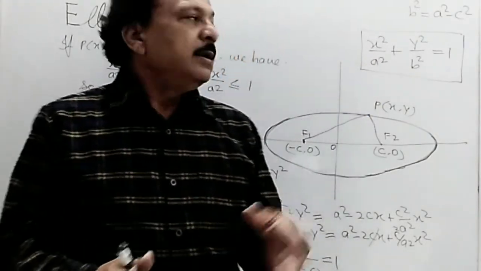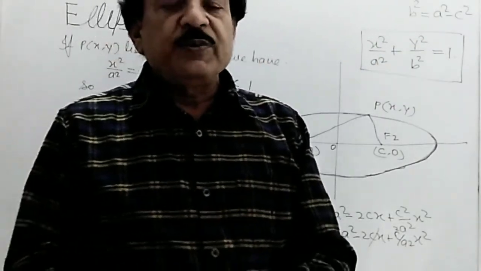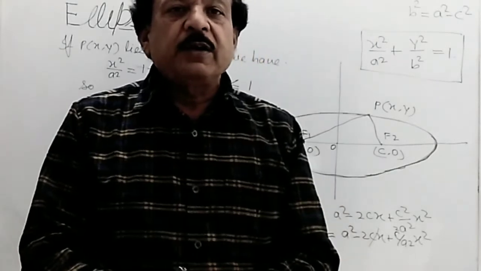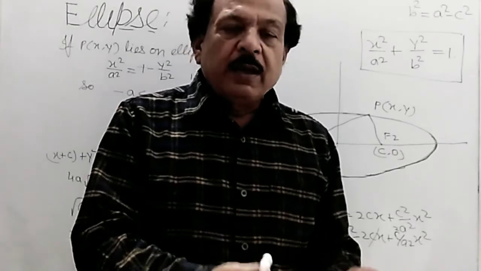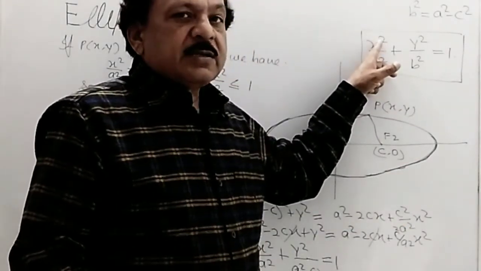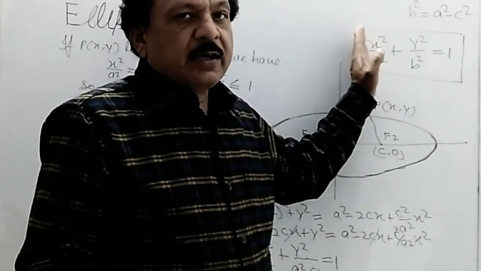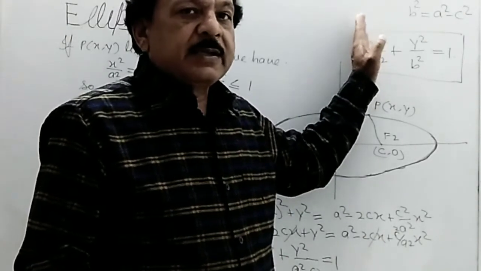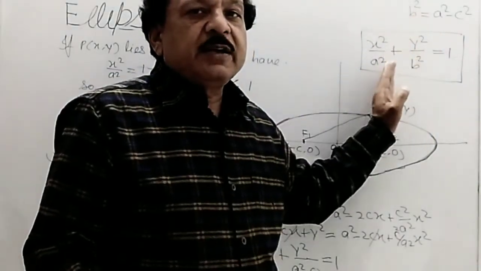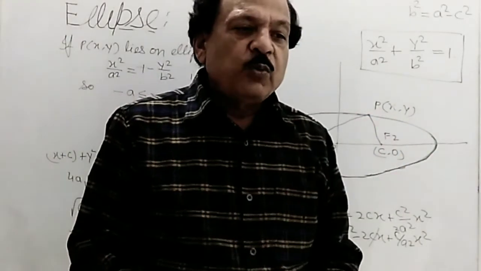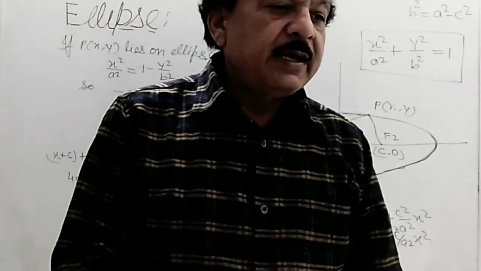अगर किसी भी के x स्क्वायर या y स्क्वायर में जिसका भी कोफिशिएंट ग्रेटर होगा मेजर एक्सिस उसी पर होगा. x एक्सिस का ग्रेटर होगा तो x एक्सिस पर होगा, y एक्सिस का ग्रेटर होगा तो y एक्सिस पर होगा. x स्क्वायर का डिनोमिनेटर ग्रेटर होता है तो मेजर एक्सिस x एक्सिस पर होगा. अगर y स्क्वायर का कोफिशिएंट ग्रेटर होता है तो मेजर एक्सिस y पर होगा. ठीक, तो एक विशेष रूप से ध्यान देना है.